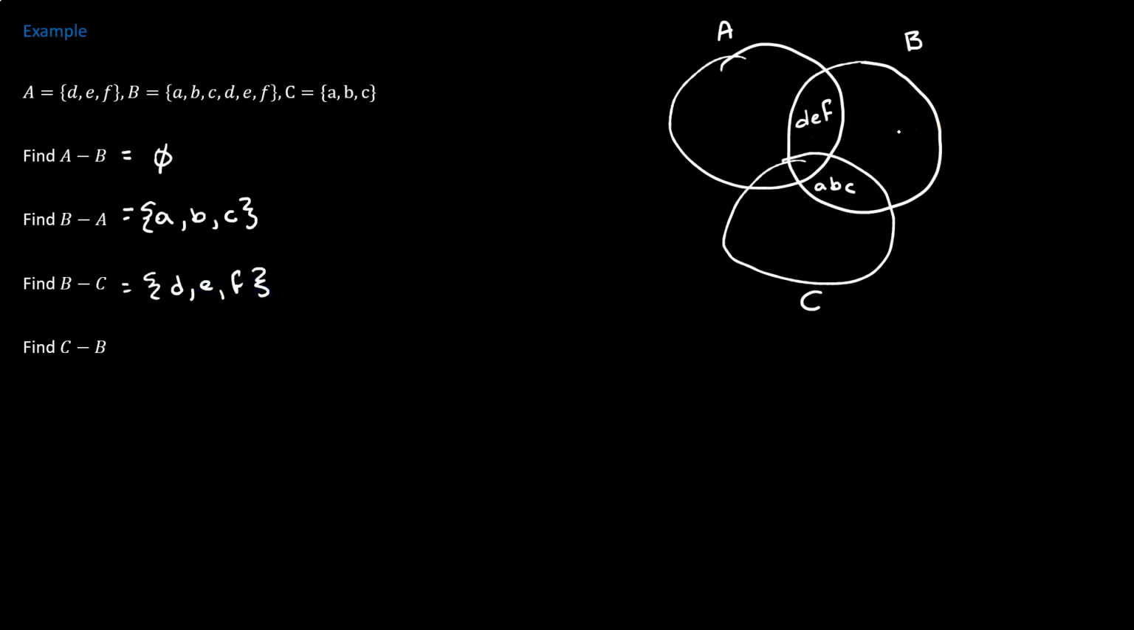And we have one more, and that's C without B. So everything in the circle C, but not including anything that's in the circle B. So that would be this space, and that's empty.